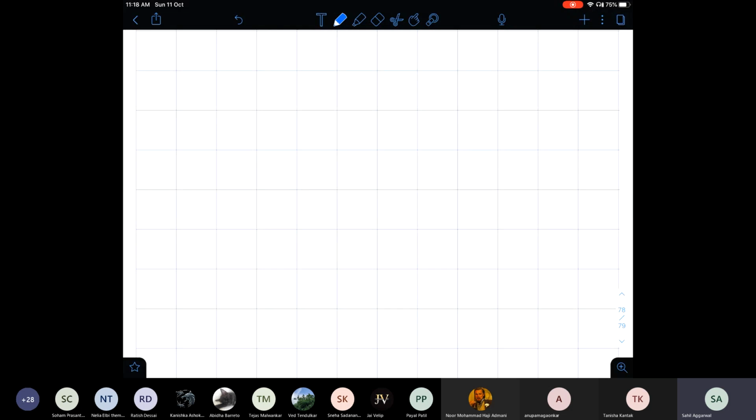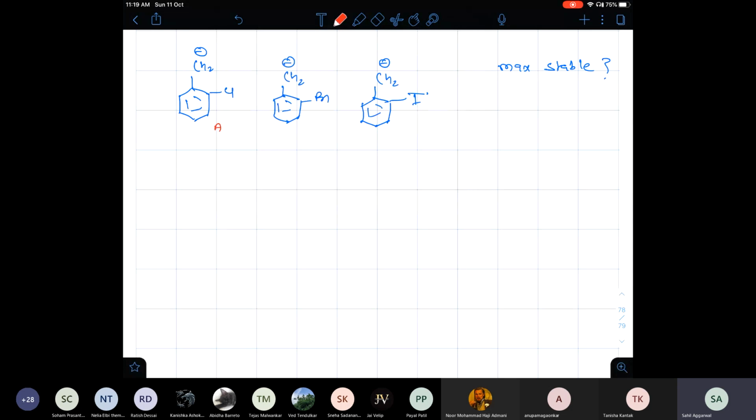So if we have this Cl, Br, and I, which one is maximally stable? A, B, C.